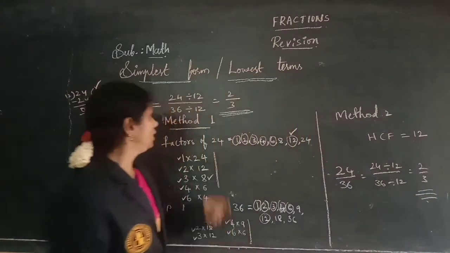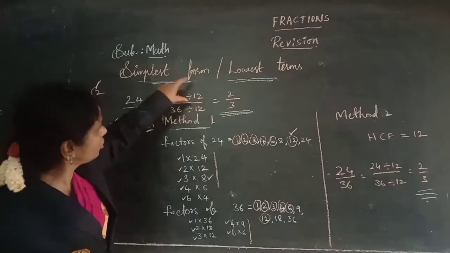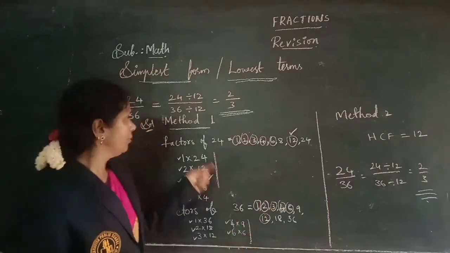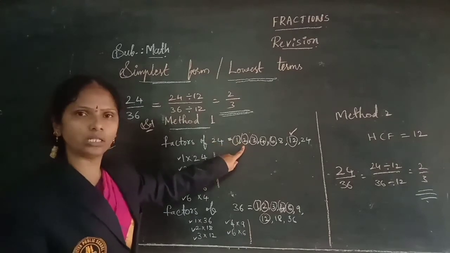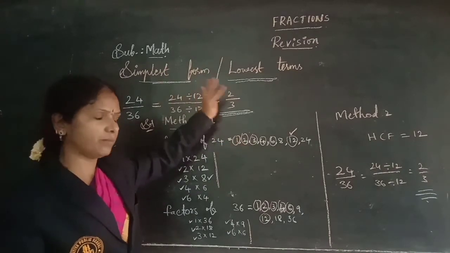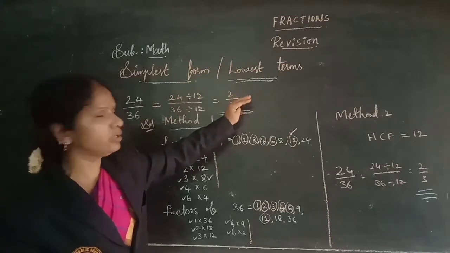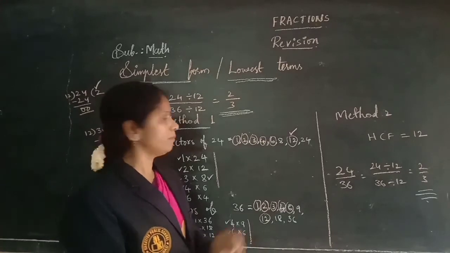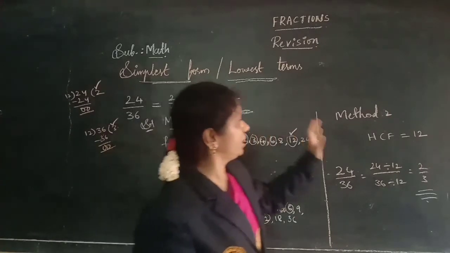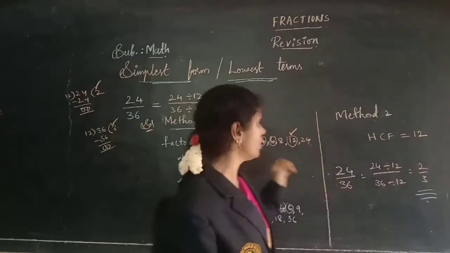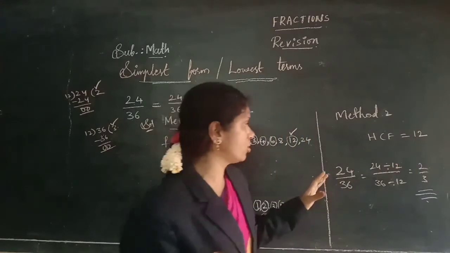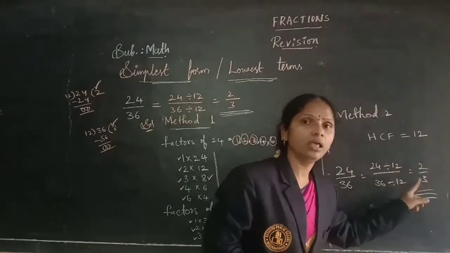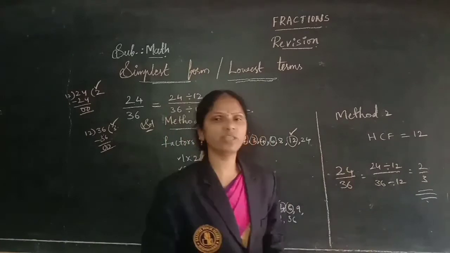So when you are following method 1, children, not only 12, you can divide by any number which is a common factor. Means 24 you can divide by 2 also. Again you will get some fraction, no? Again if possible, divide again by any common number. Till it is possible, you should divide by the common factors, children. And coming to method 2, you have to select the HCF, the highest common factor, and divide both numbers by it. After dividing, what you get at last is the simplest form of the given fraction.